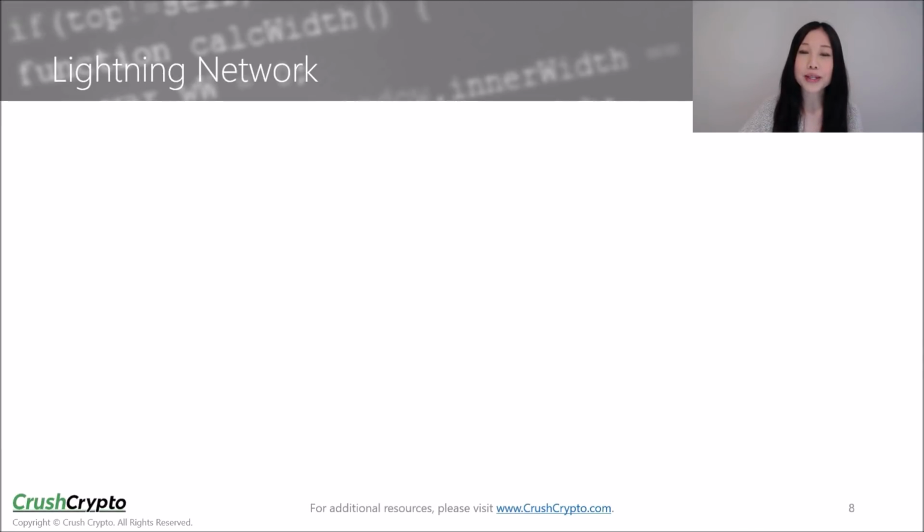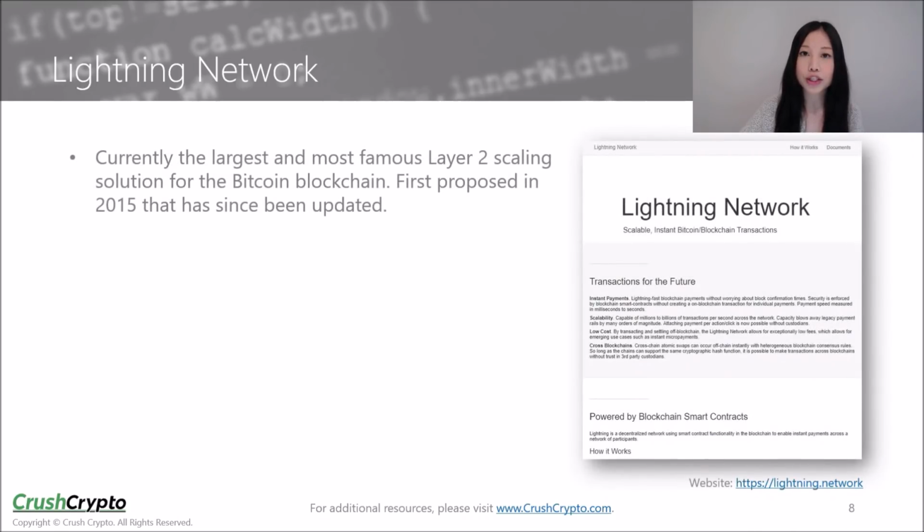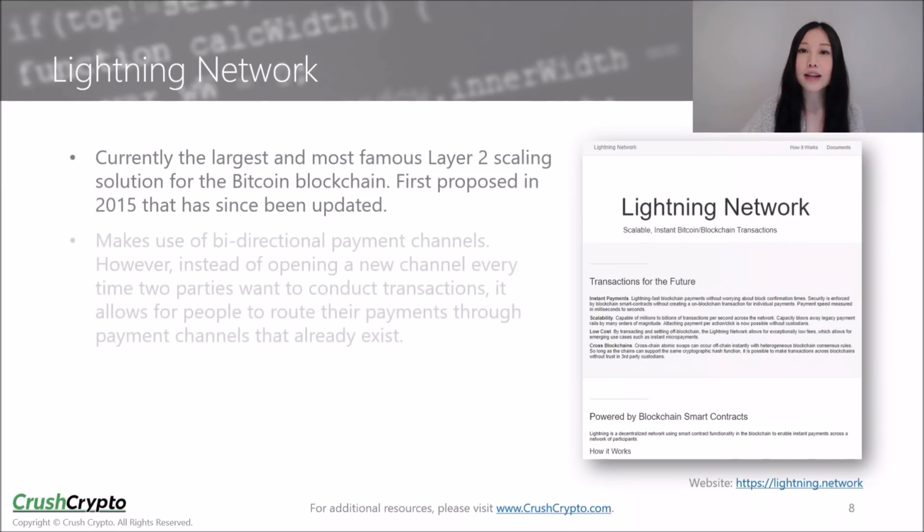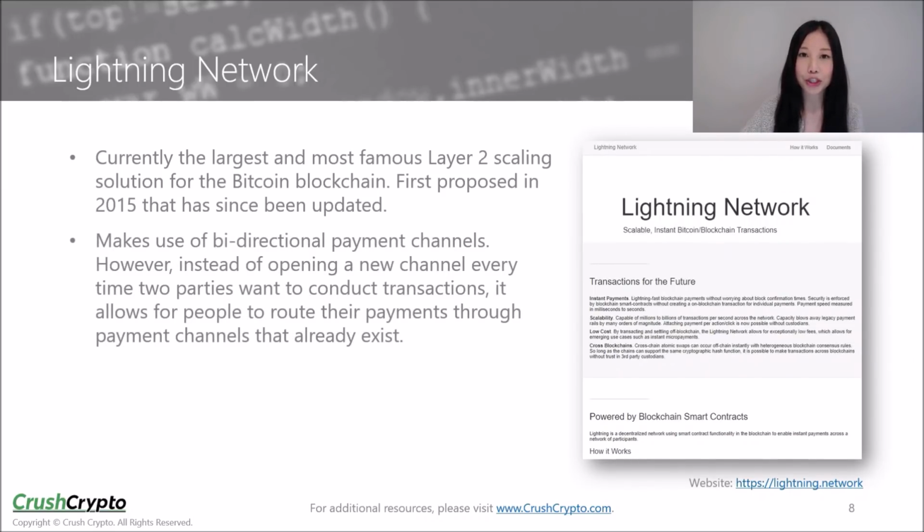Now that we've gone over what state channels are, let me go over some of the projects that are currently working on state channels. The Lightning Network is currently the largest and most famous Layer 2 scaling solution for the Bitcoin blockchain. It was first proposed in a 2015 white paper that has since been updated. The Lightning Network makes use of bidirectional payment channels.